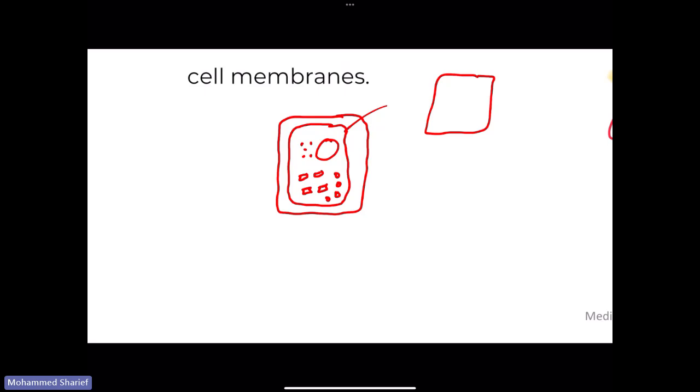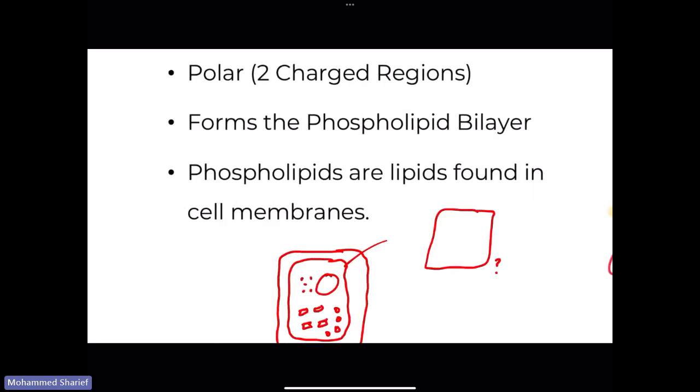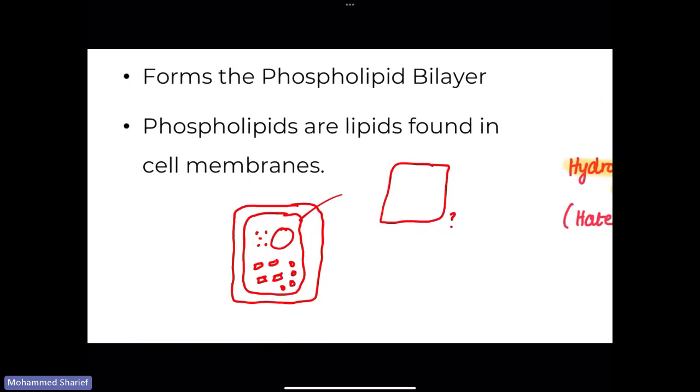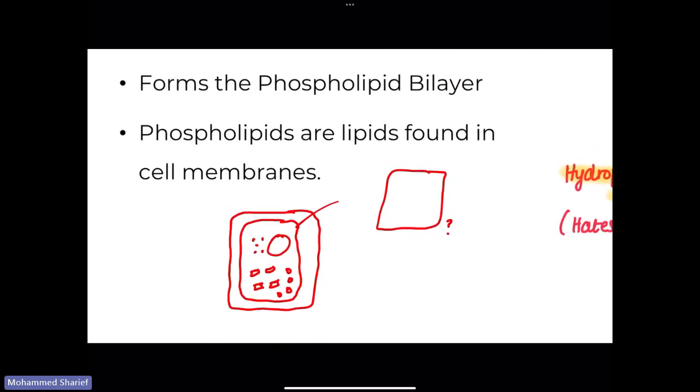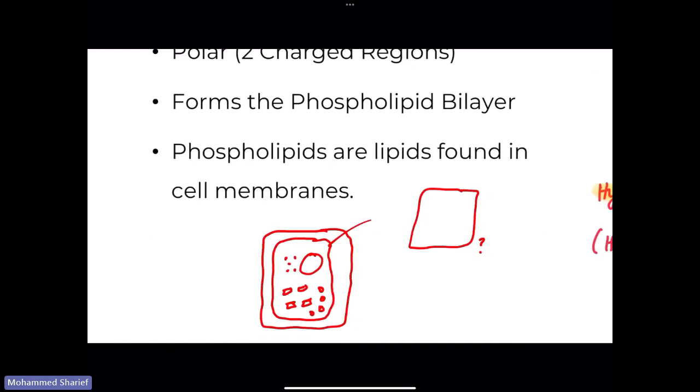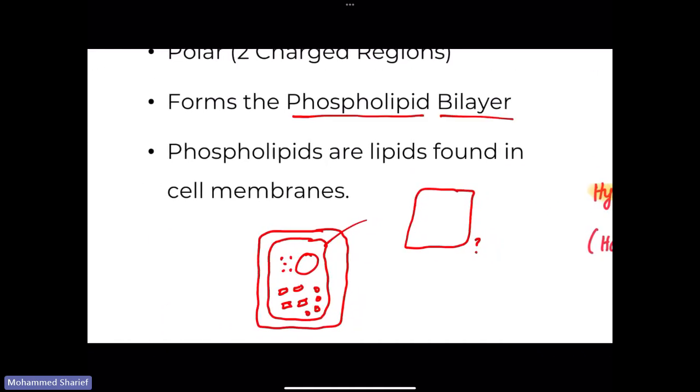Now, if we were to zoom in onto the cell membrane using a microscope, what will we actually see if we zoom in? The structure of the cell membrane is what this phospholipid bilayer is. That's the term we use to describe the structure of the cell membrane. It's a really important term that you need to be aware of. It forms the phospholipid bilayer.